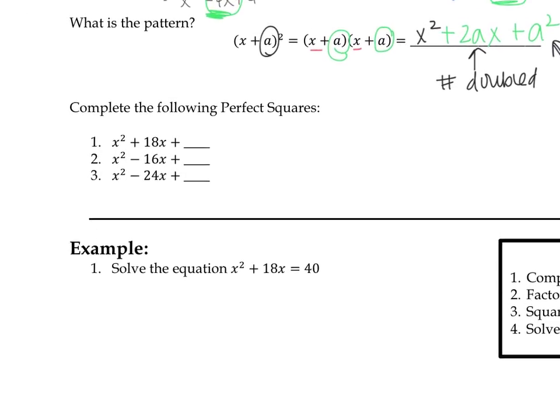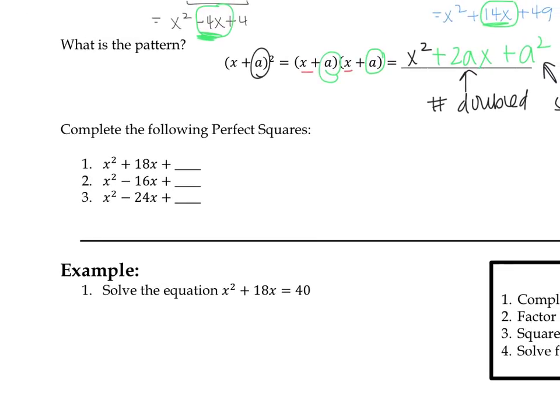All right. So let's talk about what it means to complete the perfect squares. We know that our middle piece, my 18x, is multiplying my a term times 2. So if I divide it by 2, I can start working backwards. 18 divided by 2 is 9. So in my perfect square, I would have x plus 9 times x plus 9.